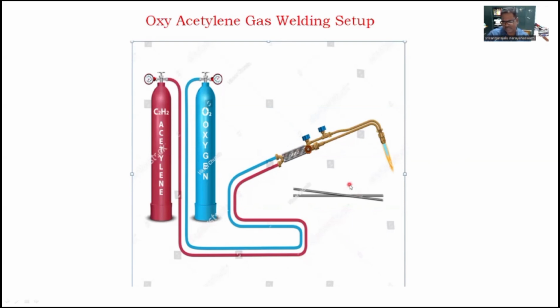This is one of the fusion welding technologies. It is most widely used for sheet metal applications in automobile industries, and not only automobile industries, but also aerospace industries and shipbuilding applications. Whenever we need thin metal welding, from 1.6 mm up to 3 mm thickness of the welds, we can use this type of gas welding process.